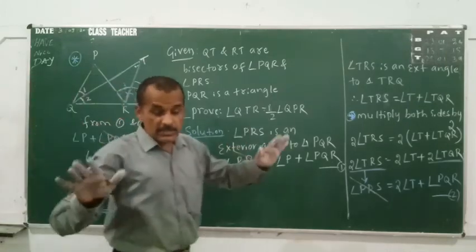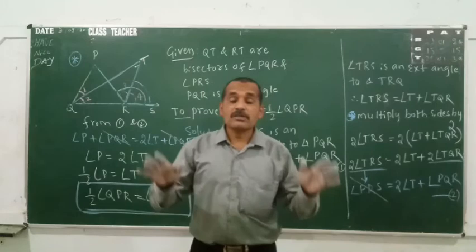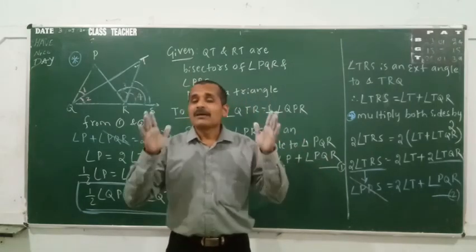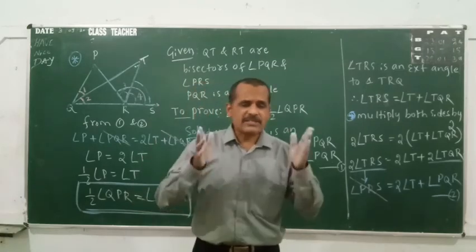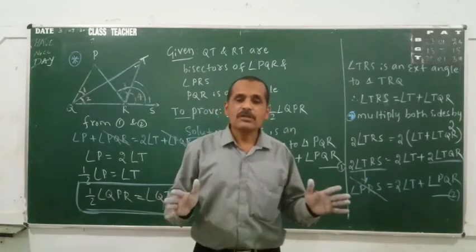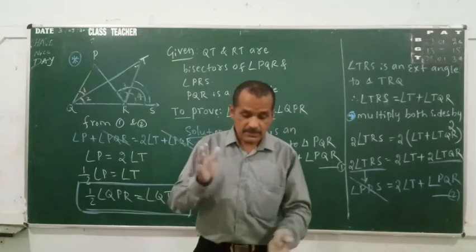Okay, students. This is all about the chapter lines and angles: properties of triangle, angles and property of triangle, parallel lines, transversal. That's all about the chapter lines and angles.